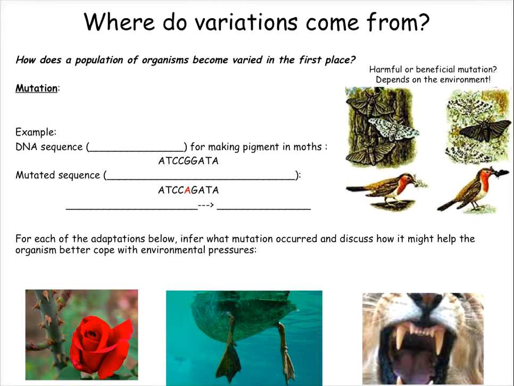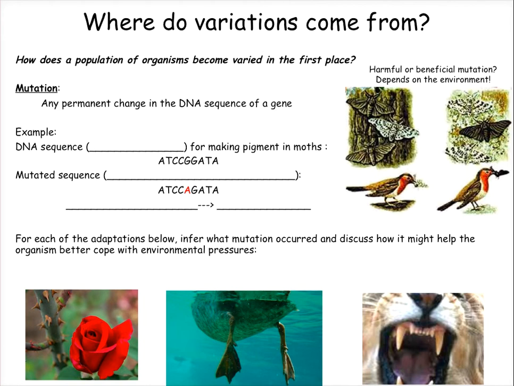Welcome back, students. We have been talking about how natural selection can cause the characteristics of a species to change over time. In our discussions, we've emphasized that natural selection depends on variations within a population of organisms. But how does a population of organisms become varied in the first place? Variations are the result of mutations, which are permanent changes in the DNA sequence of a gene.